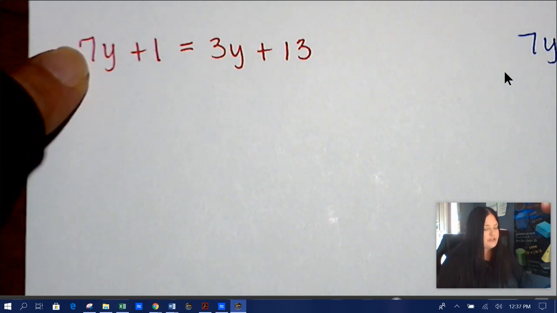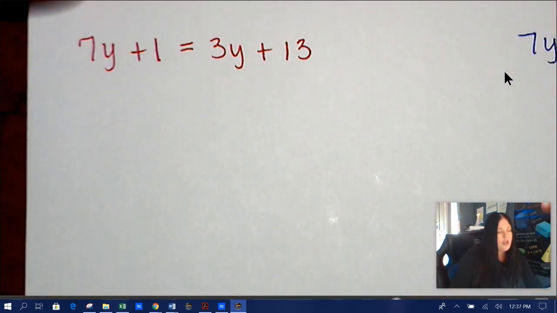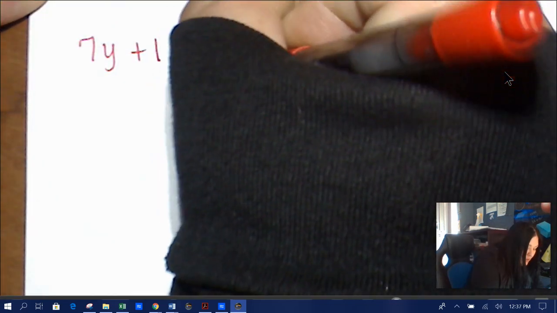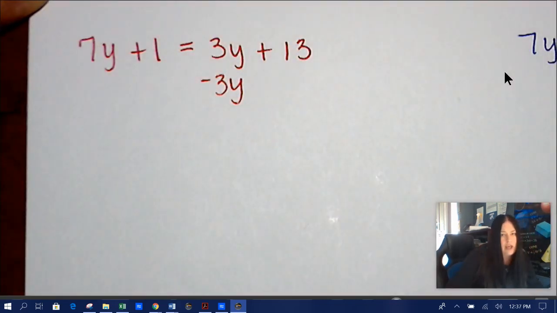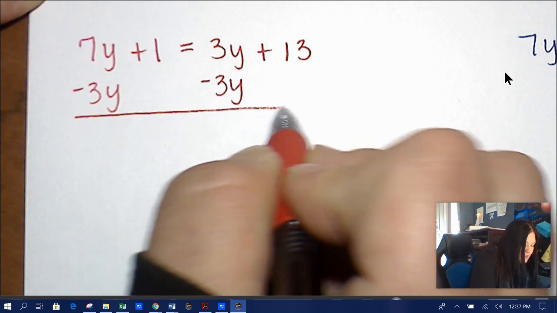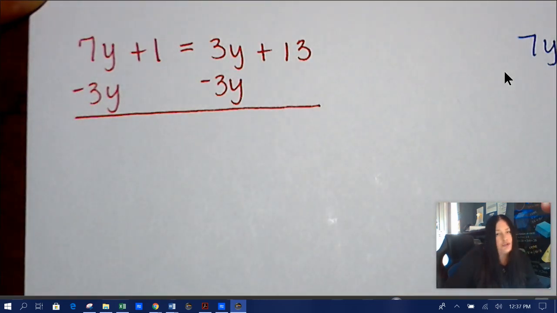Which one's smaller, 7y or 3y? Okay, 3y is smaller. The first thing I'm going to do is cancel that positive 3y with a negative 3y. And whatever I do to one side, I do to the other. Notice how y's go with y's. You should not put a y underneath an unlike term. This is where we want to go left to right.